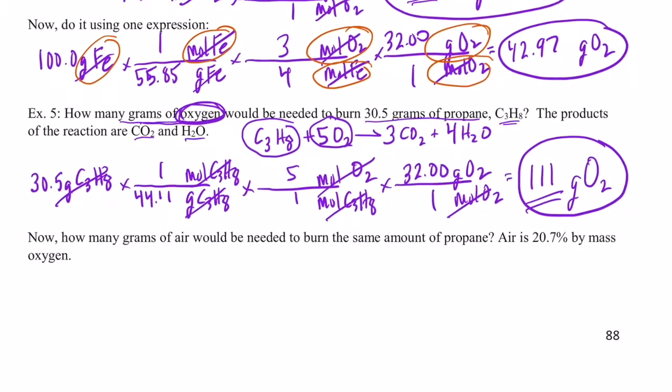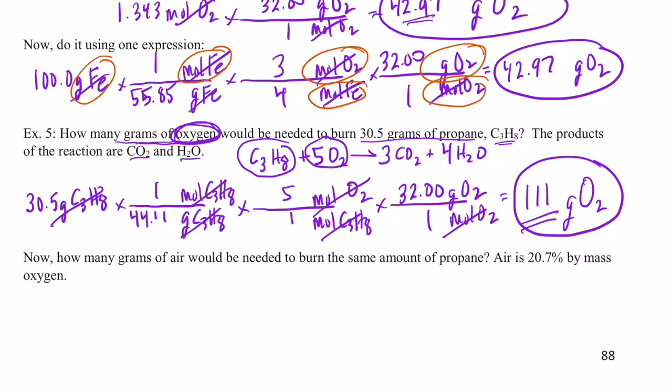All right, one more part to this. This is where I was talking about where you could add a little bit of rouge and lipstick and make these problems a little bit more exciting. Now, what if I wanted to know how many grams of air would be needed? Because when we burn propane, we don't burn it in a room of pure oxygen. We burn it in air. And air is only 20.7% by mass oxygen. The other 79% is nitrogen, kiddos. So how much air would I need to burn the 30.5 grams of propane?